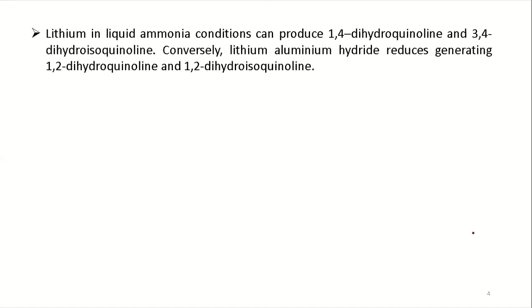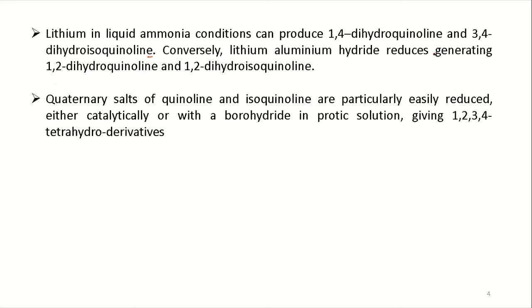We'll have a few more. One is the Birch reduction condition: lithium in liquid ammonia can produce 1,4-dihydroquinoline for quinoline, and 3,4-dihydroisoquinoline for isoquinoline. Conversely, lithium aluminum hydride, LAH, reduces generating 1,2-dihydroquinoline and 1,2-dihydroisoquinoline.